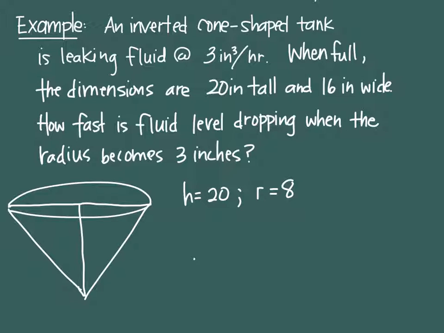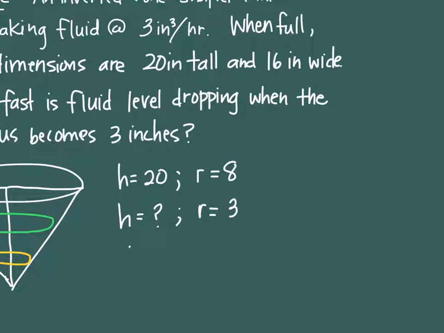No matter as the water level drops, the proportions are going to stay the same. And so we know that we're going to eventually get down to a radius of 3, and we would need to know what the height was at that point. If the radius drops to 3, what's the height right there?